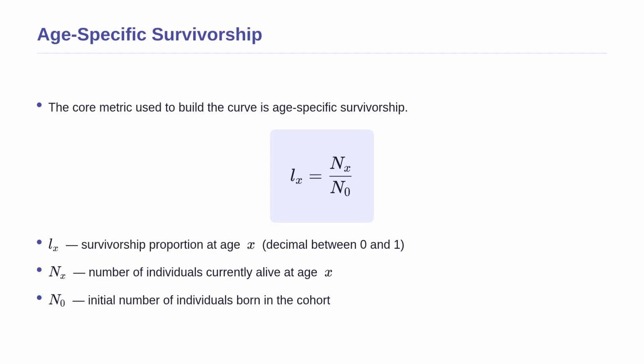Now that we understand the concept, let us look at the mathematics behind it. Before we can draw any curves, we must calculate the data points. The core metric is age-specific survivorship, denoted by LX. This formula simply calculates a percentage. It divides the number of survivors right now, NX, by the number of babies we started with, N0. As time passes and individuals die off, NX decreases, which means our survivorship value, LX, also decreases. It is a simple but powerful way to track life.